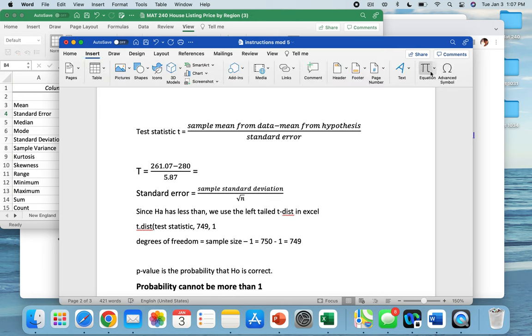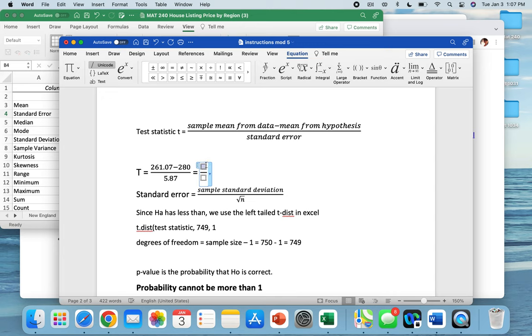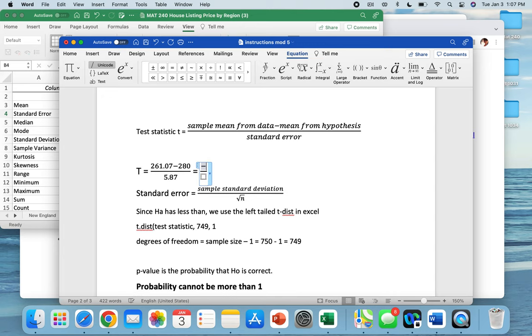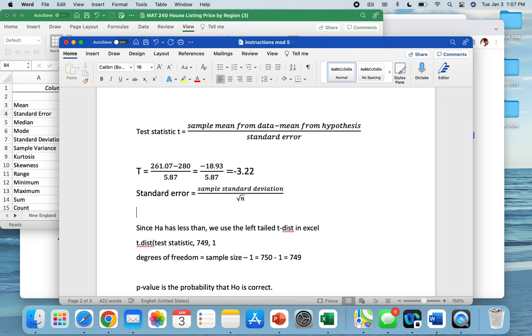Okay, I'm going to insert my equation to get a fraction. That's negative 18.93 divided by my standard error equals -3.22. Okay, now yours is going to be different. I don't need to calculate the standard error since I had that.